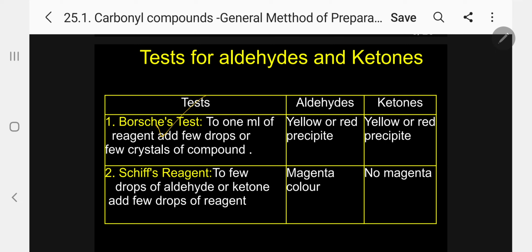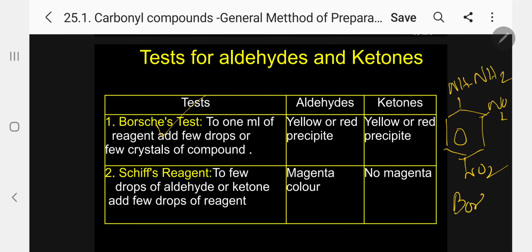You can ask me, what is Brady's reagent? Brady's reagent is nothing but 2,4-dinitrophenylhydrazine. This is the Brady's reagent. Kindly follow. What will happen is, when you treat this reagent with aldehyde or ketone, it undergoes a condensation reaction to produce the corresponding products, giving a characteristic precipitate.